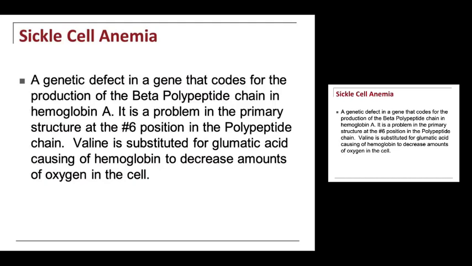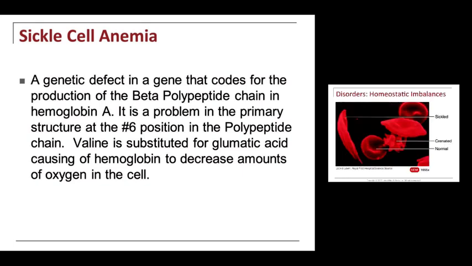Sickle cell is a genetic defect in a gene that codes for the production of the beta polypeptide chain in hemoglobin A. Now, it's a problem in the primary structure, the number 6 position in the polypeptide chain, where valine is substituted for glutamic acid, causing the hemoglobin to decrease the amount of oxygen to the cell.